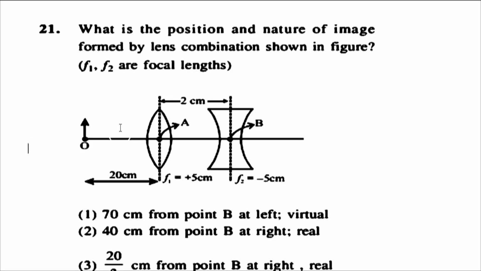Hope you guys understand. Hello guys, in this session we are going to discuss a problem of JEE main exam. So the question given to us is, what is the position and nature of image formed by lens combination shown in figure? F1, F2 are focal lengths. So there are two lenses. Let us say this is lens number 1 and we name it as L1, and this is lens number 2, we name it as L2. Separation between the center of these two lenses is 2 cm. Focal length of lens 1 is 5 cm as it is given positive.